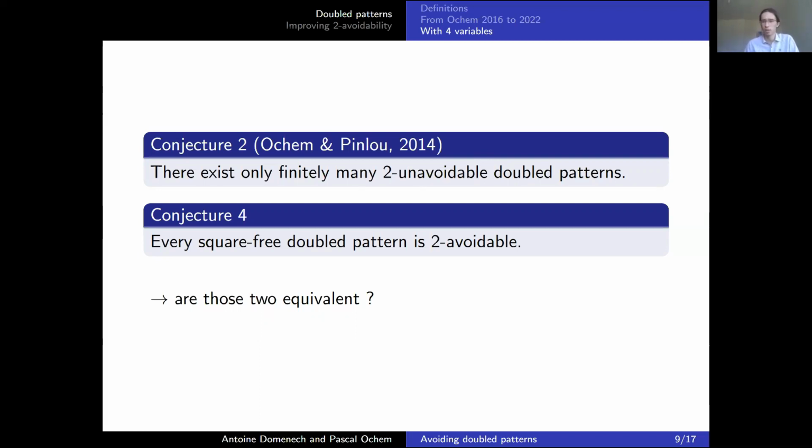Well, it's not clear. We haven't been able to prove an implication between the two, because there could be infinitely many two unavoidable, but they will not be square-free, and so every square-free double pattern will be two avoidable. And reciprocally, the implication is not clear at all in the other sense. So we don't know if they are equivalent, but we mainly don't know this because we don't have a good way to work with double patterns, with square-free double patterns.